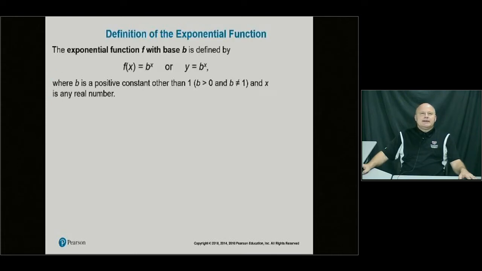Okay, so let's begin with the definition of what an exponential function is. An exponential function f with base b is defined by f of x equals b to the x, or y equals b to the x, where b is a positive constant other than 1. B has got to be greater than 0 and not equal to 1, in other words, and x is any real number. Okay, b is called the base. Like I said, it could be any number greater than 0, as long as it's not equal to 1.